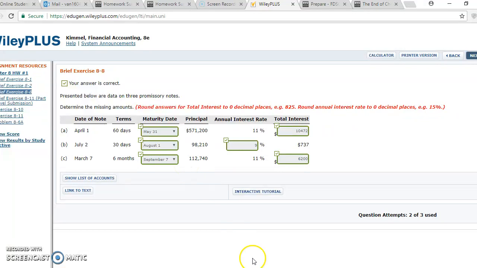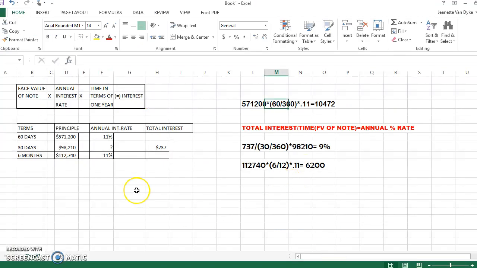The next part of these is finding the total interest and the missing annual interest rate. So let's go to our Excel spreadsheet here. We have the face value of the note multiplied by the annual interest rate, multiplied by the time in years, and that'll get you the total interest. So I have these set up over here.